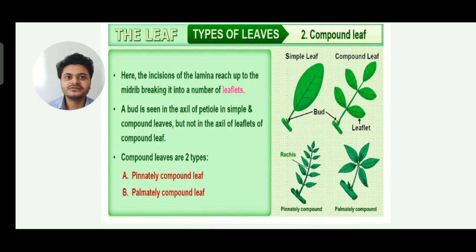For a compound leaf, the incision of the lamina reaches up to the midrib, breaking it into a number of leaflets. A bud is seen in the axils of the petiole in simple and compound leaves, but not in the axil of leaflets of compound leaves. You can see the rachis, pinnately compound leaves, and palmately compound leaves. So compound leaves are of two types: one is pinnately compound leaves, another is palmately compound leaves.